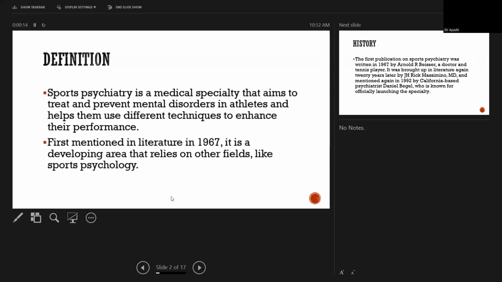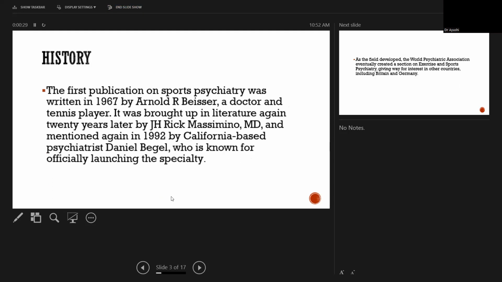Definition: sports psychiatry is a medical specialty that aims to treat and prevent mental disorders in athletes and helps them to use different techniques to enhance their performance. First mentioned in literature in 1967, it is a developing area that relies on other fields like sports psychology.